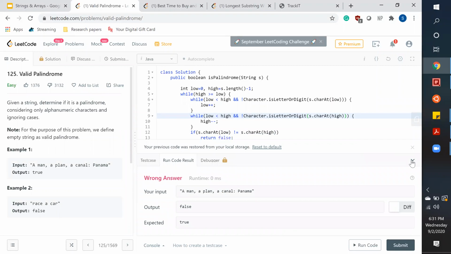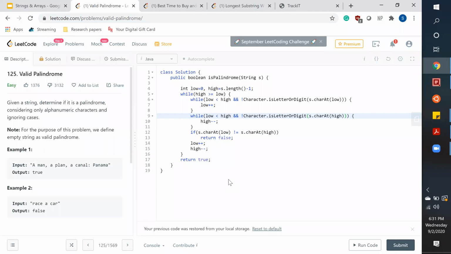Okay, so it looks like we got the wrong output here. So where do you think the error is? What have we not taken into account yet? Exactly. We didn't ignore cases, right? So where would we do that? You can just answer with the line number.